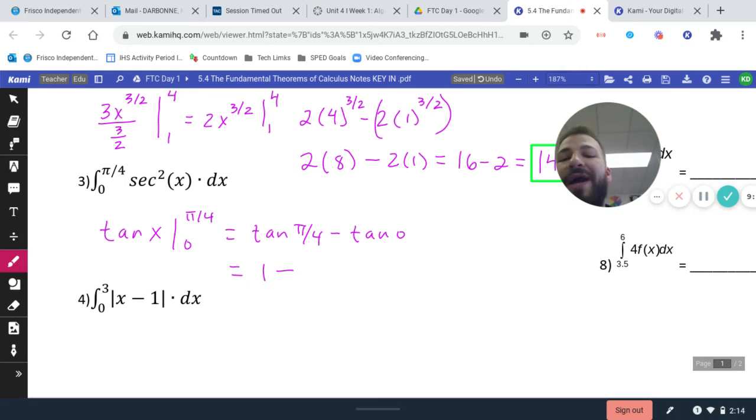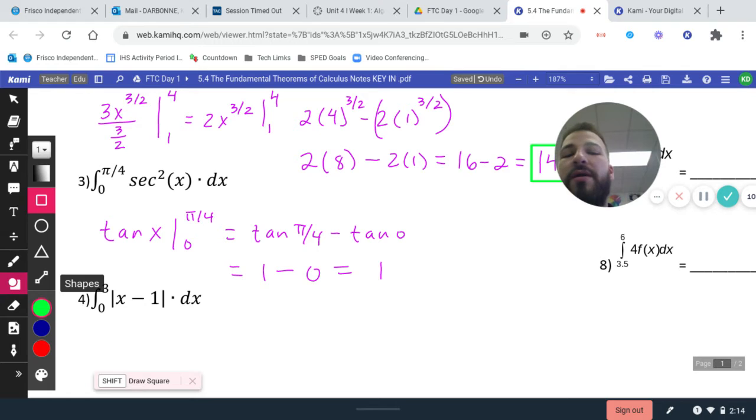So 1 minus tan of 0, sine over cosine. So 0 over 1, which is just 0. So 1 minus 0 is equal to 1. Oh, sometimes trig comes out to such pretty answers.